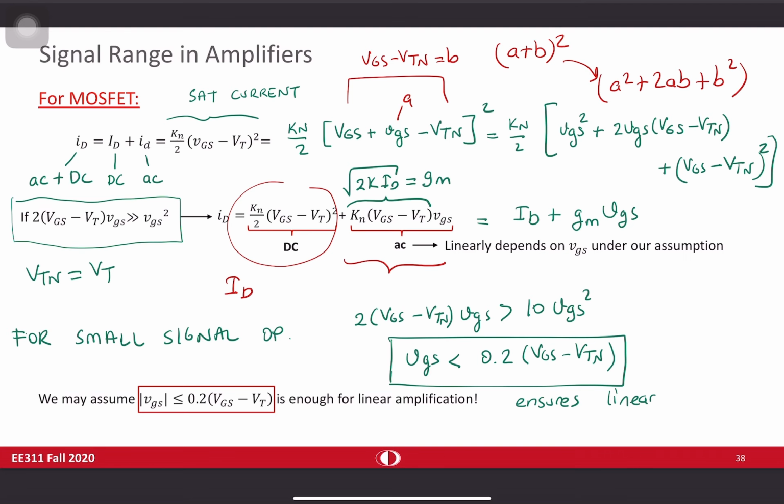So this condition ensures linearity and therefore small signal operation. Okay, and this assumption of course may confuse your mind, like why you can say 10 but not 100. But 10 is good enough for most of the textbooks, so people assume that being this much larger is satisfactory.